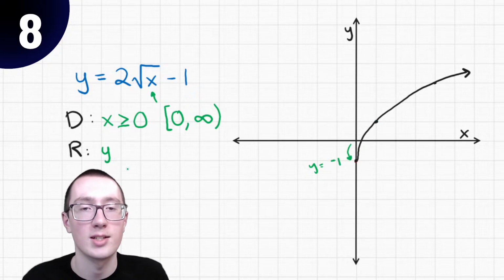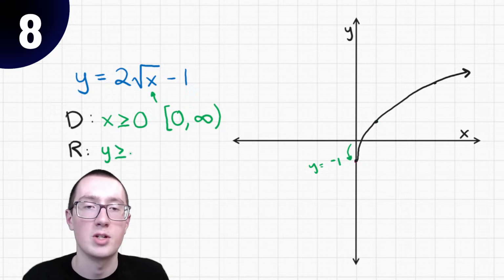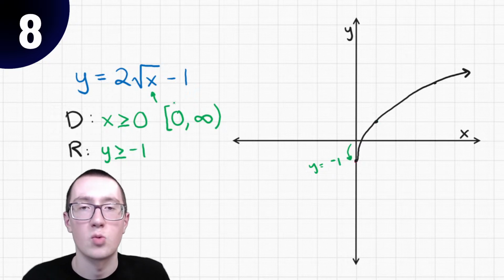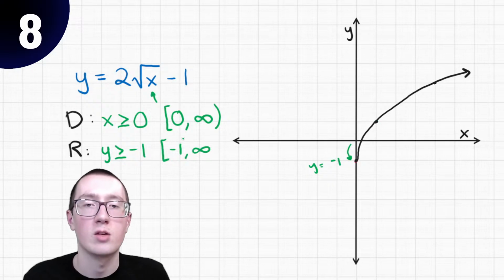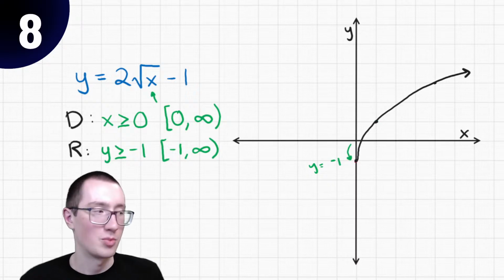So we're going to write it the same way as our domain, except it's going to be numbers greater than or equal to -1. And then we'll write it the same way. We're going to put a bracket because -1 is included in our range. And then we're going to go anything between -1 and infinity works. But we're going to put parentheses around infinity because infinity is not a number. You can't put in infinity.